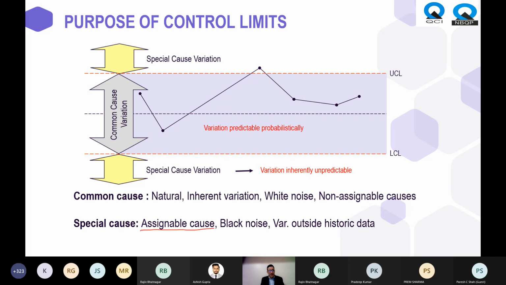A person coming late by 1 minute probably won't be able to give any proper reason. But a person coming late for more than 1 hour must be having some reason for it. That's a special cause, because nobody will come late after 1 hour.